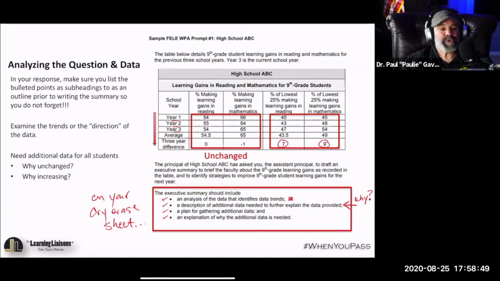Sandy, if you can use specific numbers, there's no reason not to. You could say percentage of learning gains in reading went up 1 point in year 2 and went back down in year 3. We've got a relatively unchanged trend, so there's nothing wrong with that. You can also say it increased. You couldn't go wrong by saying increased by 7 points, because it's easy to write. The data is right there for you in this case.